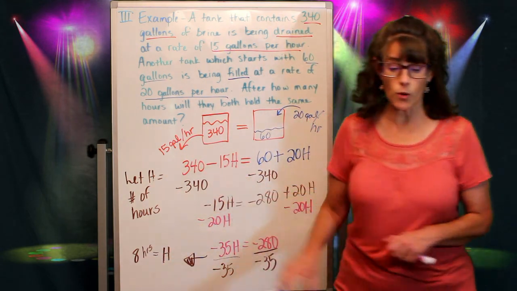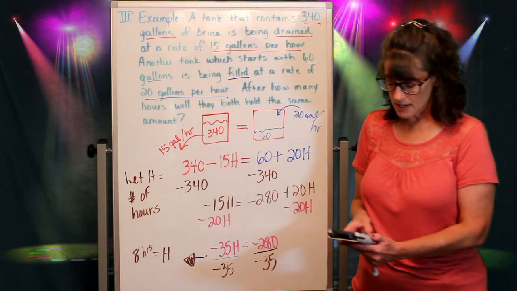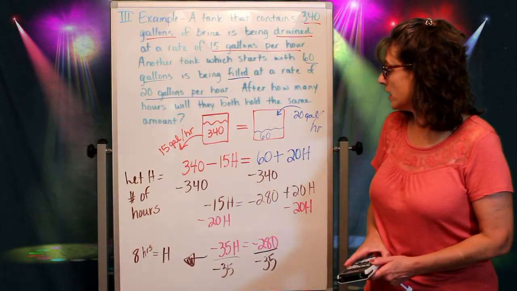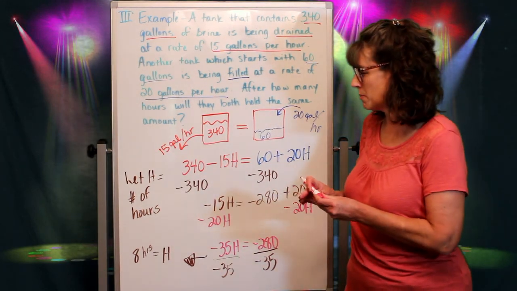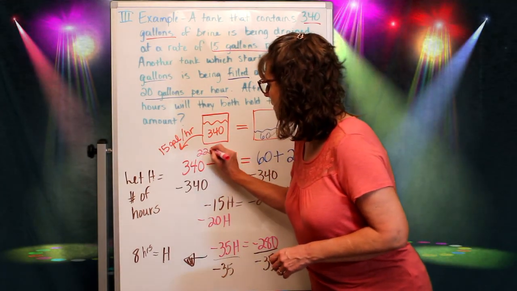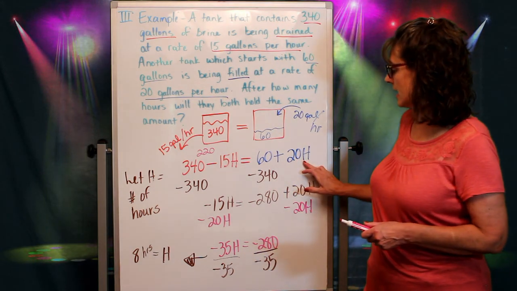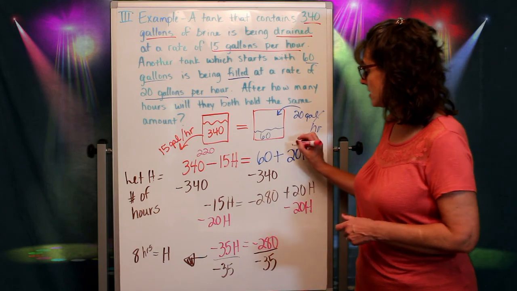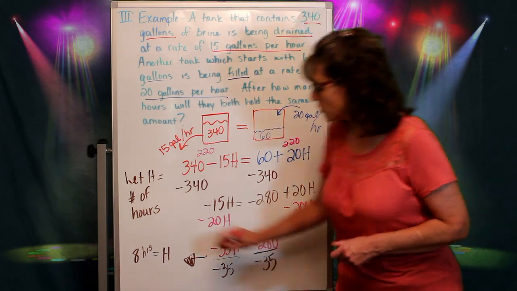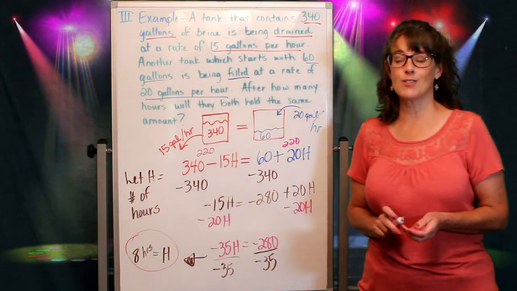Put an 8 in here. Well, 15 times 8 is 120. And 340 minus 120 is going to be 220. Now, put your 8 here. 20 times 8 is 160. 160 plus 60 is yet again a 220. So sure enough, that is the right answer.